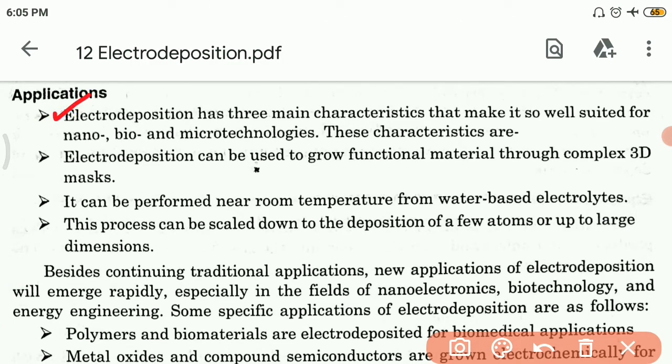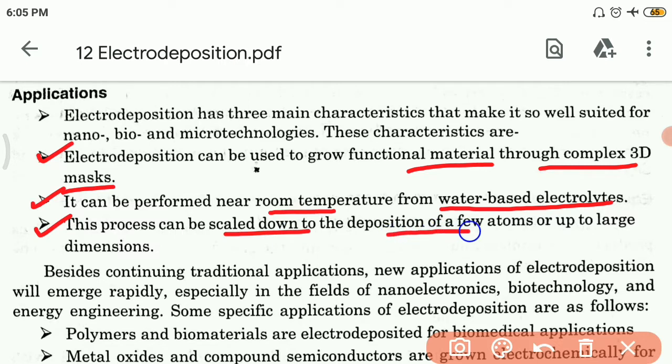Actually, electrodeposition has three main characteristics that make it very suitable for nano, bio, and micro technologies, right? And these characteristics are as follows. Number one, electrodeposition can be used to grow functional material through complex three-dimensional masks. Then number two, it can be performed near room temperature from water-based electrolytes. And number three, this process can be scaled down to the deposition of a few atoms or up to a large dimension.